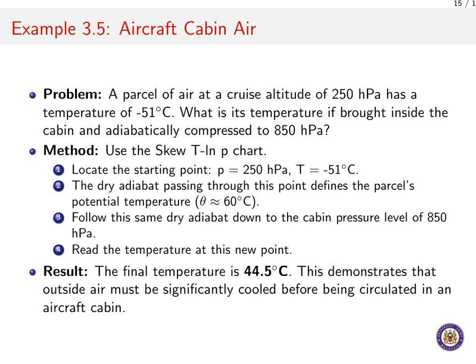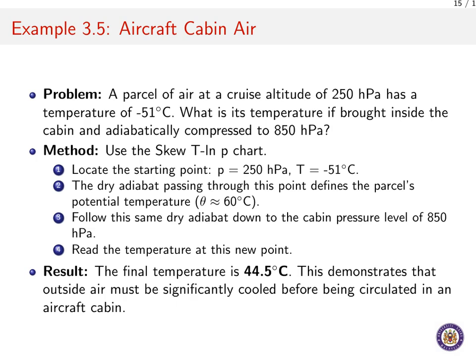Let us apply what we have learned about adiabatic processes to a very practical example: the air inside an airplane cabin. Imagine we are at a typical cruising altitude where the pressure is 250 hectopascals and the outside air temperature is a chilly -51 degrees Celsius. Now, we bring that air inside and compress it to the cabin pressure of 850 hectopascals. To find the new temperature, we use our Skew T ln P chart.